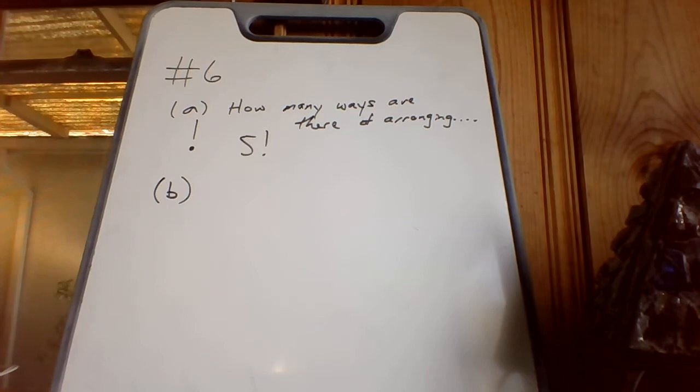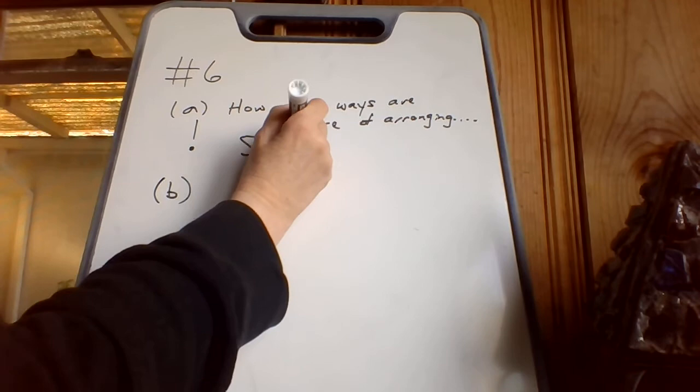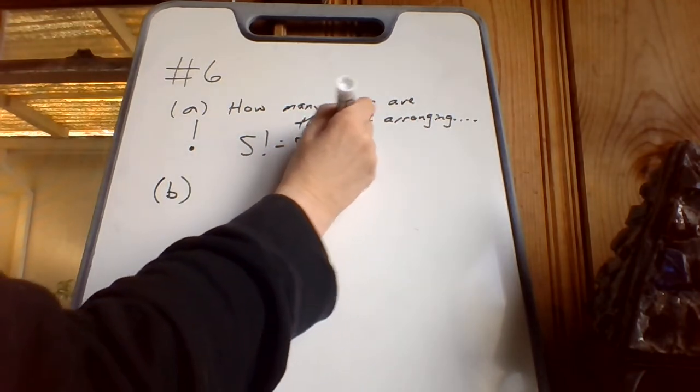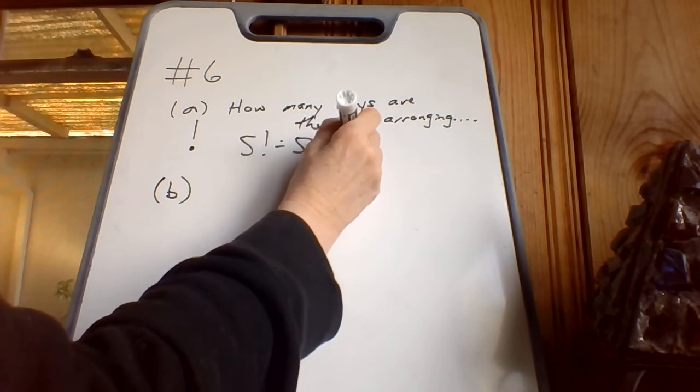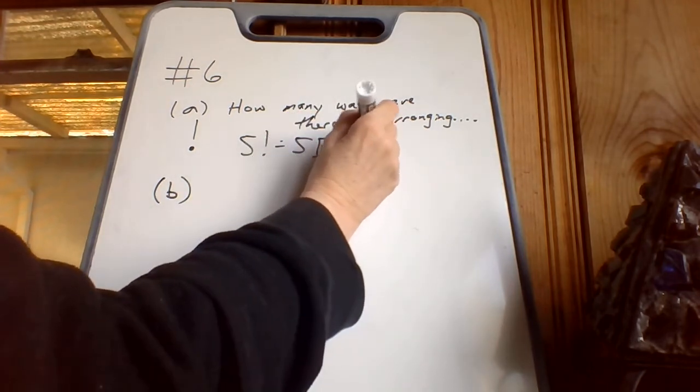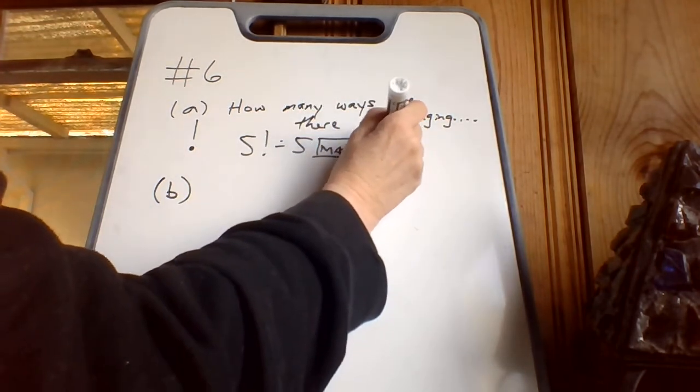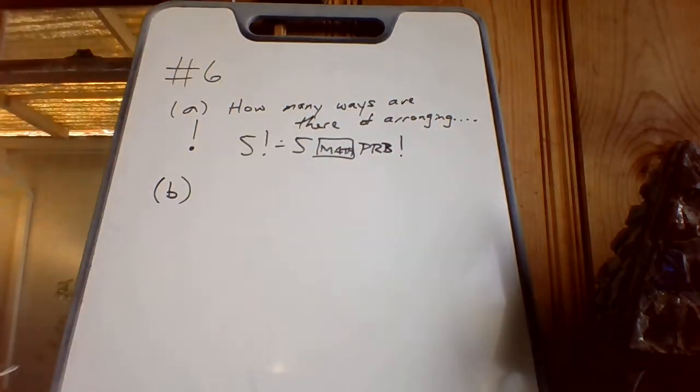So 5 factorial, I got my calculator. Let's see, you put in the number first, then you go find that math button, which in my case isn't a second function, but yours might be. And then you go over to PRB and hit the exclamation point and then hit enter. So 5, math, PRB, exclamation point, enter. 120.